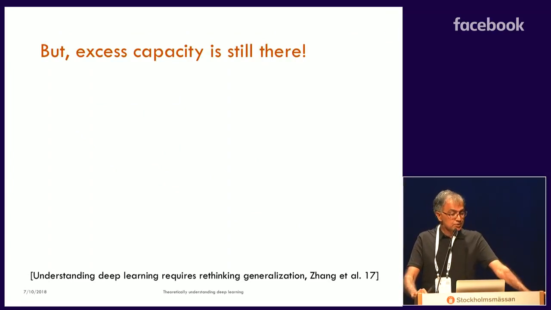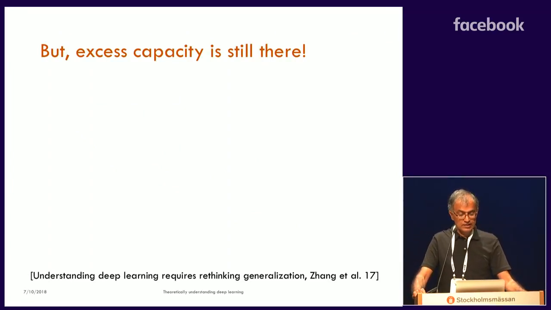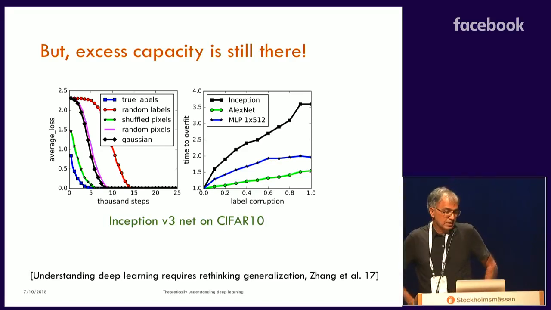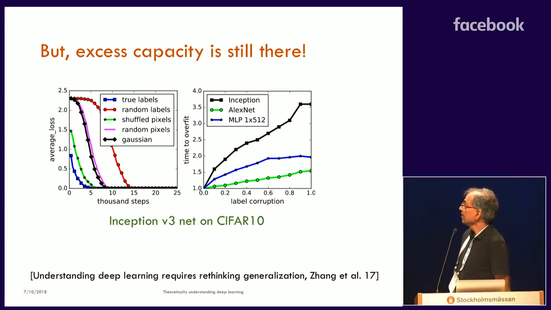But there was a striking experiment last year reported in this paper by Zhang et al, which shows that the excess capacity is actually still there. It was a very neat experiment. I don't know if anybody else had done it before, but they did it very exhaustively. They took an Inception V3 net, a fairly large net, on CIFAR-10. This curve over here is just the true training curve. Pretty soon the training error goes down to zero. You're using pretty large nets.